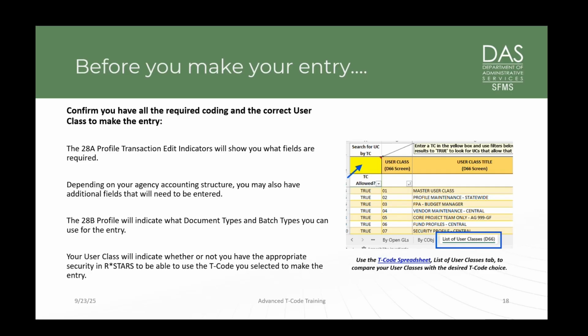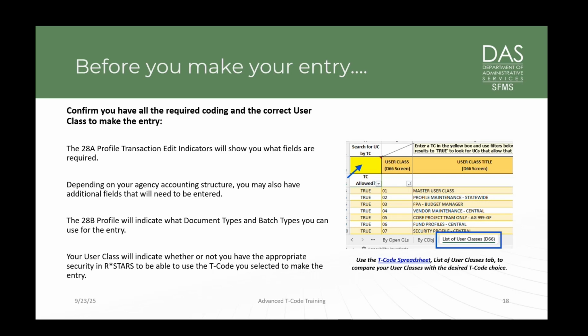And then let's just talk a little bit before you make your entry. You need to confirm, first of all, that you have all the required coding and the correct user class to make the entry. So you've looked at the 28A profile transaction edit indicators, and it shows you which fields are required. And then, depending on your agency's accounting structure, you might have additional fields that you're going to need to enter. So you might want to check that.